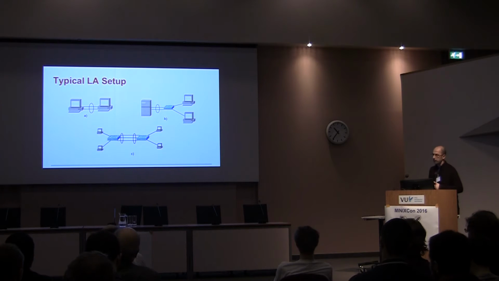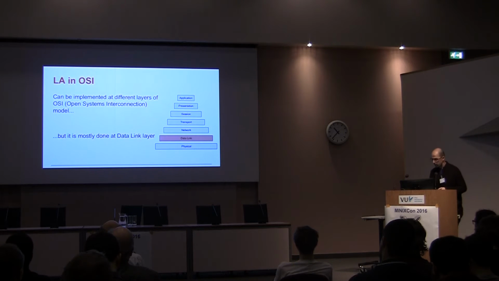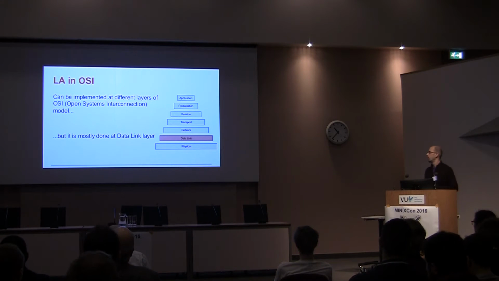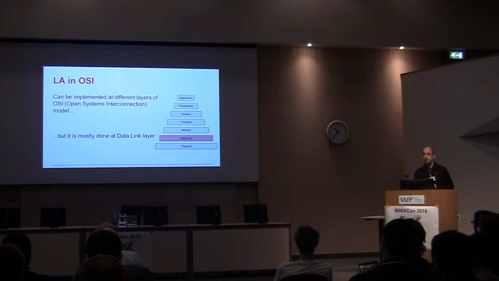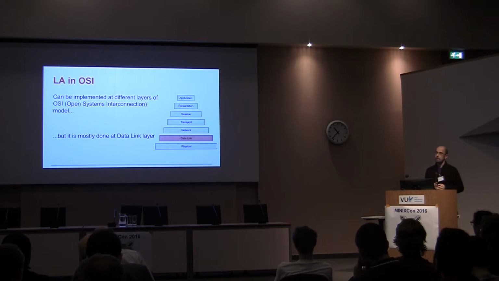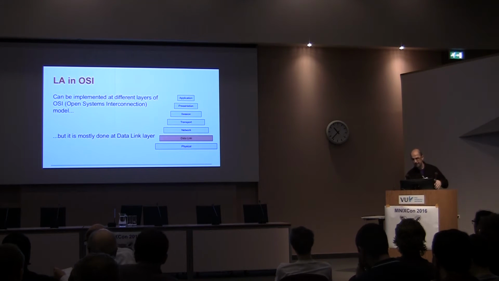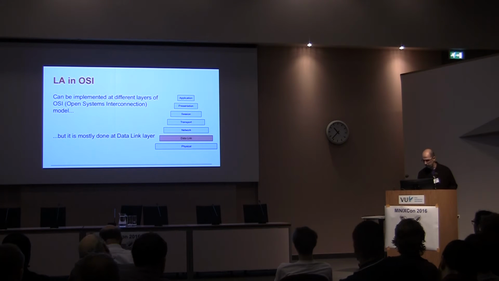A typical setup of link aggregation would be between two computers, between networking devices, or between a computer and a networking device, like a switch. Link aggregation can be implemented at many different levels. For example, I was involved in an implementation on core middleware, but it's usually done on the data link layer, which is right above the driver level in the operating system. So it's usually offered as a service of the operating system.